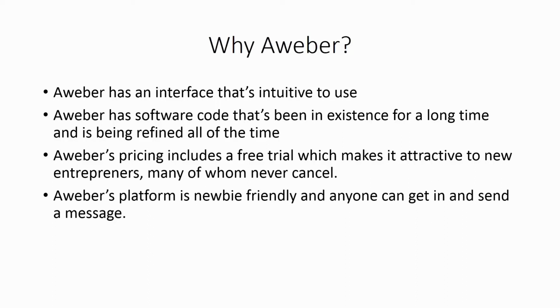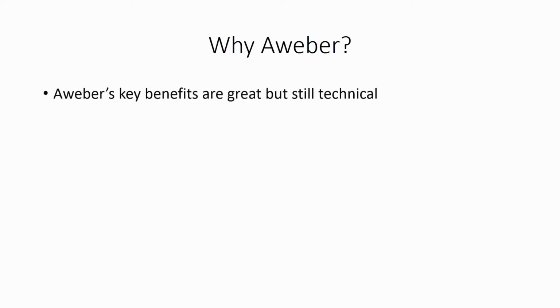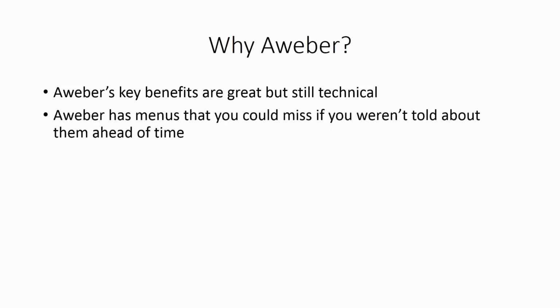So if Aweber's so cool, right, obviously there are no problems with it, right? It's really cool. Are there any problems with it? Well, if I were to mention a few cons, there might be a few. What are those cons? Aweber's really super cool key benefits are still really technical, right? You still have to really understand technical stuff to get down and get some of the real benefits of it. Aweber has menus that you and I could miss if we weren't told about them ahead of time. So sometimes we can go months, years, lots of long periods of time missing some of the key benefits because we just didn't know they were in the menus.